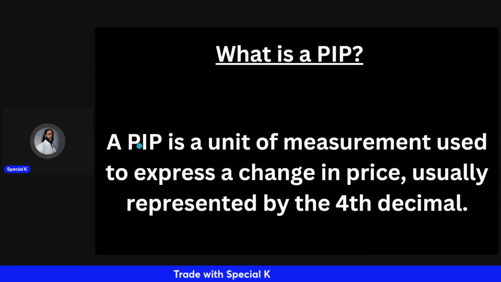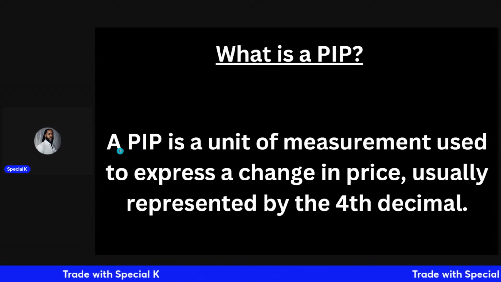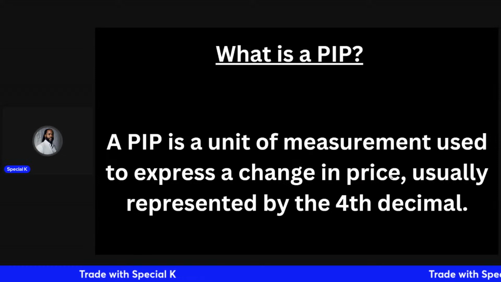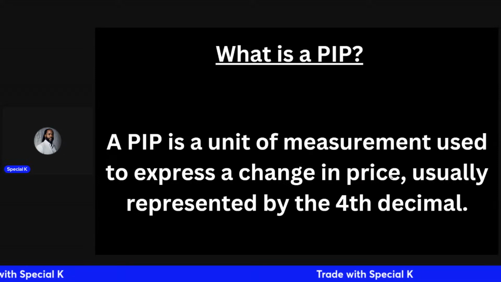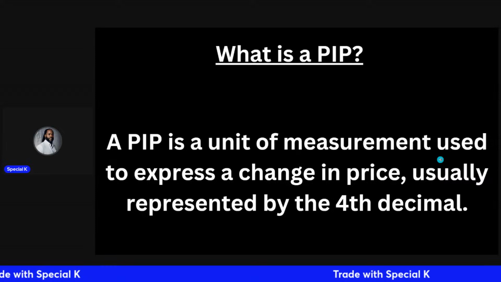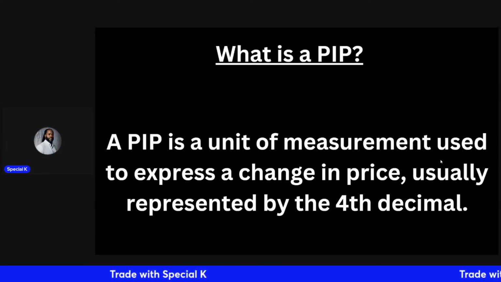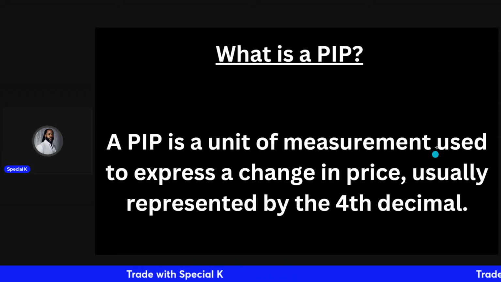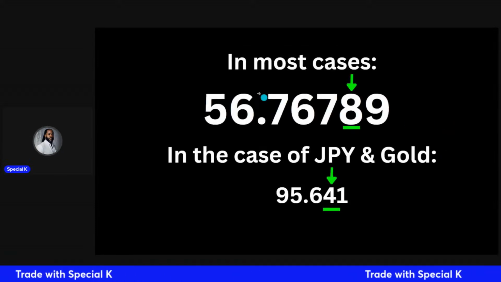PIP basically stands for percentage in points. A PIP is a unit of measurement used to express a change in price, usually represented by the fourth decimal, which I'll show you shortly. So it's just a way in Forex that they count the movement of a currency's price. We'll keep that simple because this isn't super in detail, it's a really simple concept. There are some different things that go along with it, but we'll save that for another day.